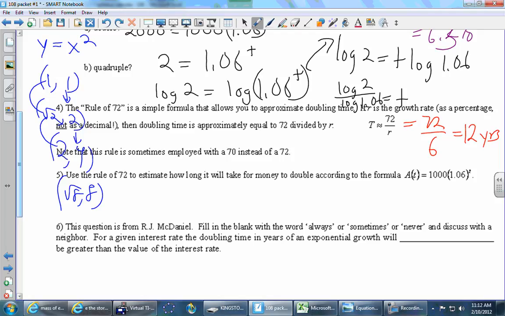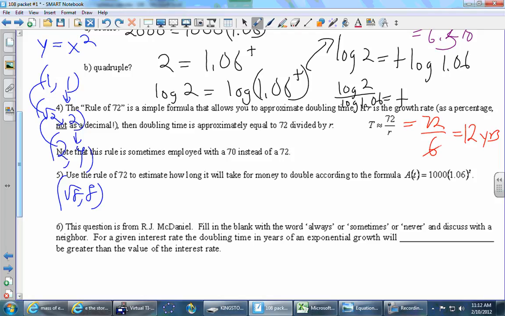Yeah, so it's an approximation formula. It's going to tell you roughly how long it takes for money to double if you know the interest rate. And the nice thing about using this 72 over R is that you don't get into any log stuff, and generally you don't even use your calculator. You just do 72 divided by the interest rate.